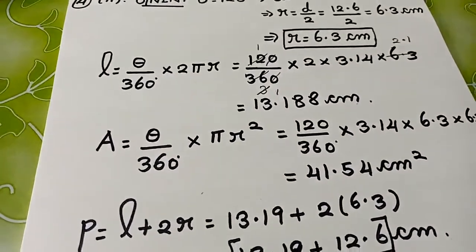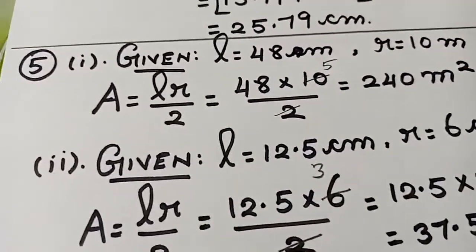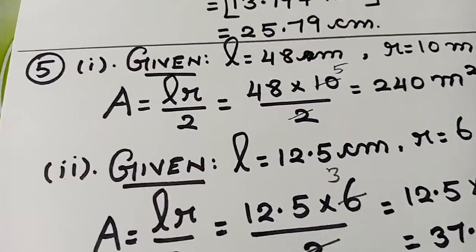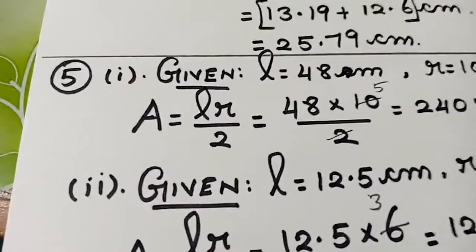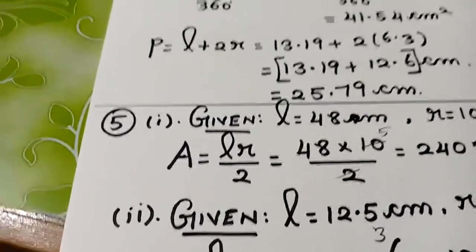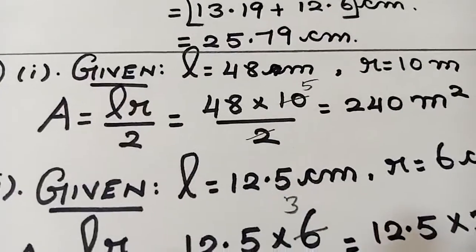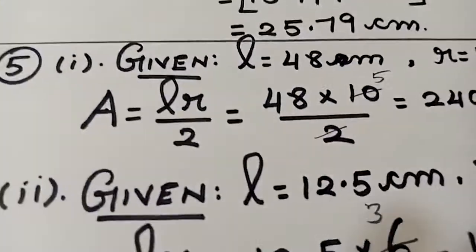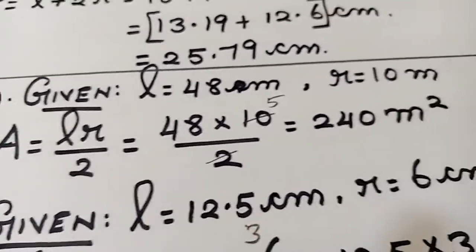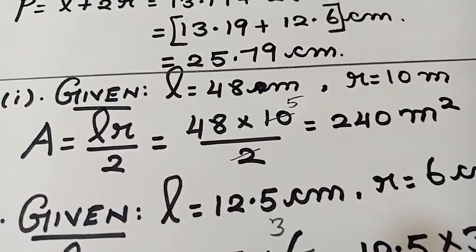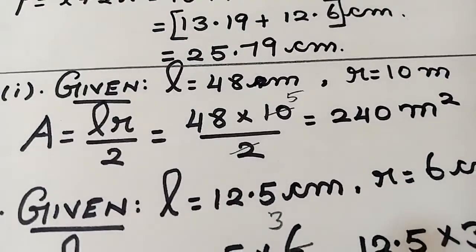That is 4.2. Coming to the fifth question, they are given you the value for L and R. And what they are asking you to find in the fifth part is the area of sector. Given L equal to 48 meter and R equal to 10 meter. They are asking you to find the area of a sector, and I am going to use this formula. A equal to LR divided by 2. And what is the value for L here, students? 48 into 10 divided by 2. Cancel the terms, you will get the answer as 240 meter square.